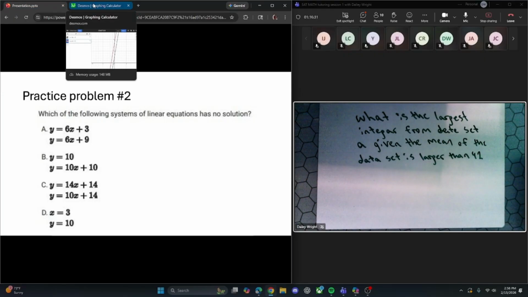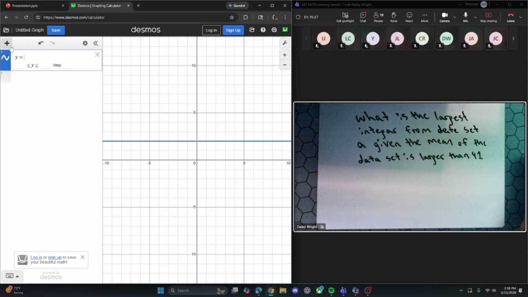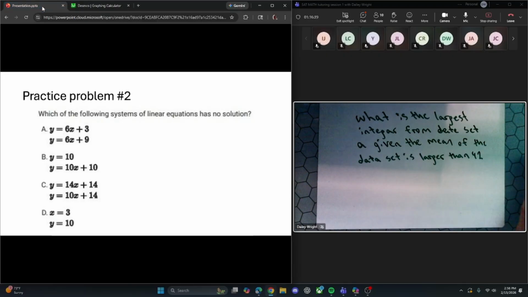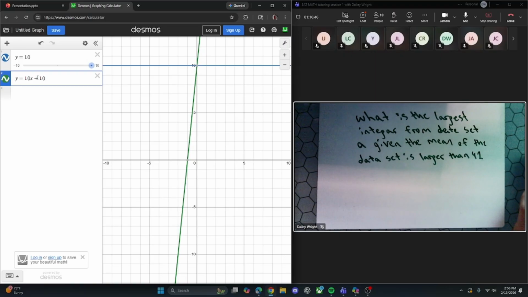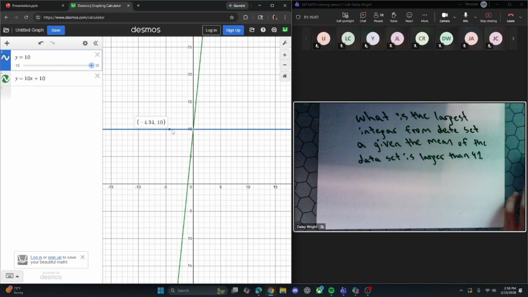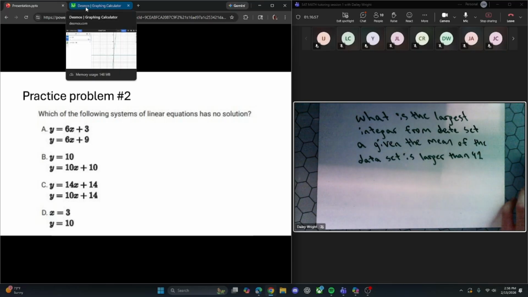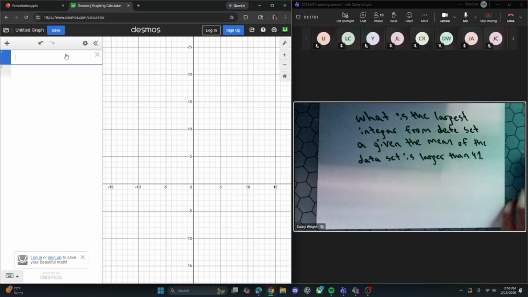Let's look at the other ones just to get an understanding of them. Y equals 10x and y equals 10x plus 10. These collide right here. This blue line and this line collide right at 0, 10. So this equation has a solution. Y equals 14x plus 14, y equals 10x plus 14.